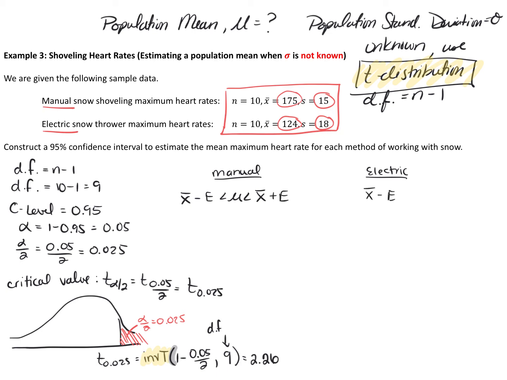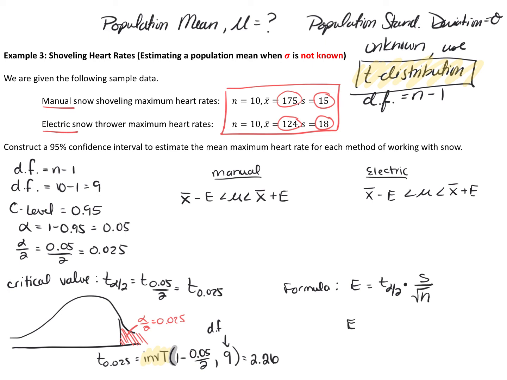So I need x bar for the electric method, and then I need x bar again, but then plus the margin of error. Okay, so I need to figure out what the margin of error is. Again, there is a formula for calculating the margin of error, but that formula is going to be slightly different when we're on the t distribution. So we're going to use the critical value of t sub alpha divided by 2, and we're going to multiply it by our sample standard deviation because we don't have sigma, so we're going to use S instead, and divide it by the square root of n.